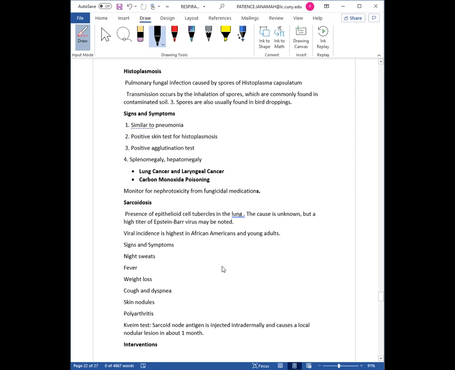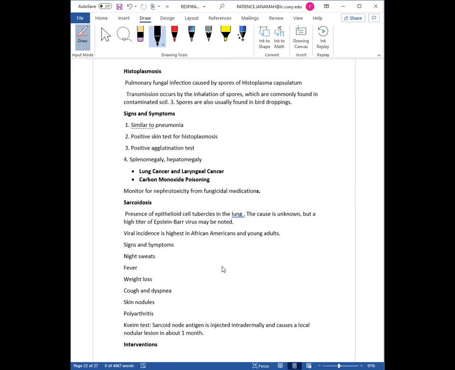Histoplasmosis. This one is a fungal infection that is caused by spores of Histoplasma capsulatum. Transmission occurs by inhalation of spores, which are commonly found in contaminated soil. Spores are usually found in bird droppings. So you find spores in bird droppings when you get in contact with them and you inhale them. For instance, if you have ever been to where they rear birds, let's say chicken, you enter the live chicken store and you see their dander, you smell it. Those people who work there get in contact with some of these things.